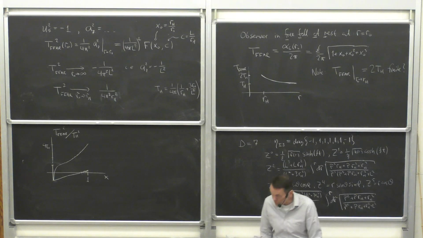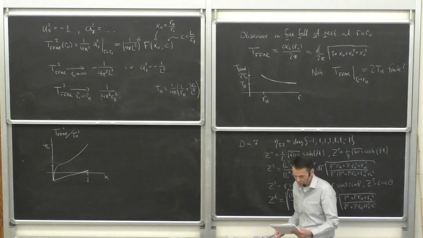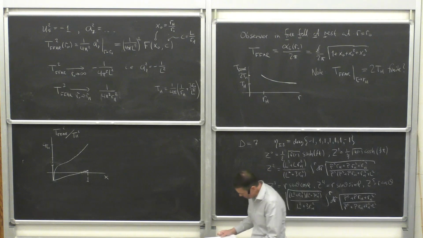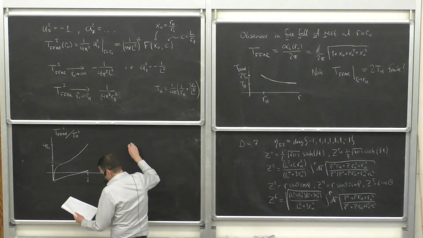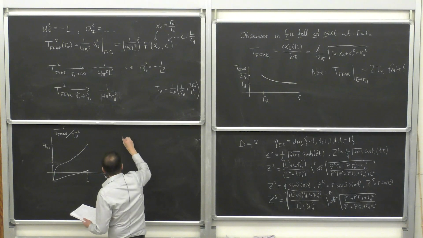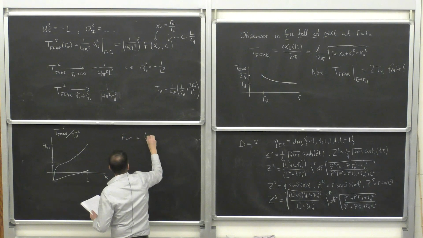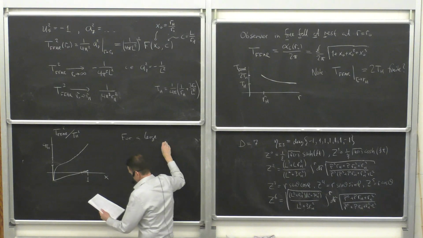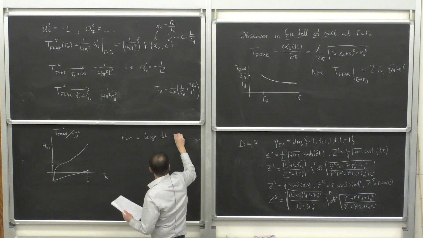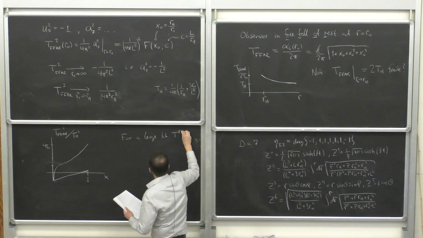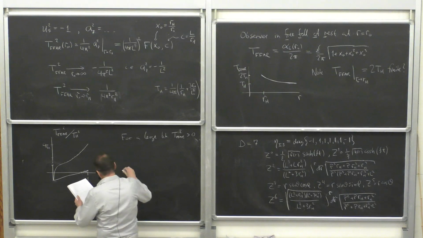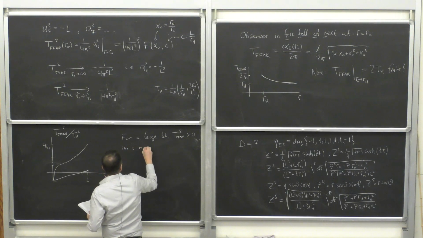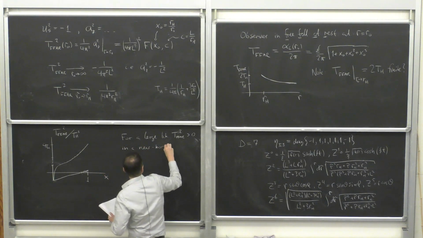That's a nice thought, but it's actually probably not how it works, because if you think about it, let's do a little estimating here. For a large black hole, this quantity is actually greater than 0 in a fairly thin layer, in a near horizon layer.